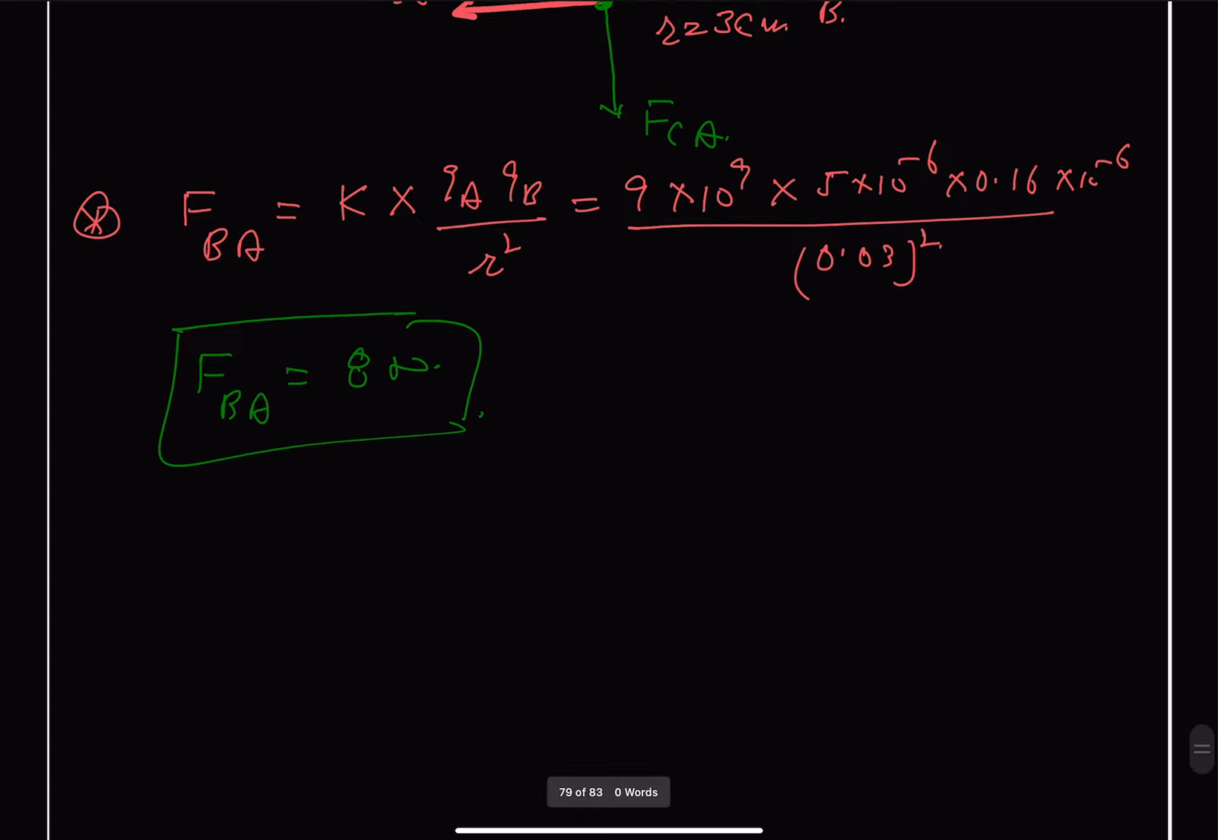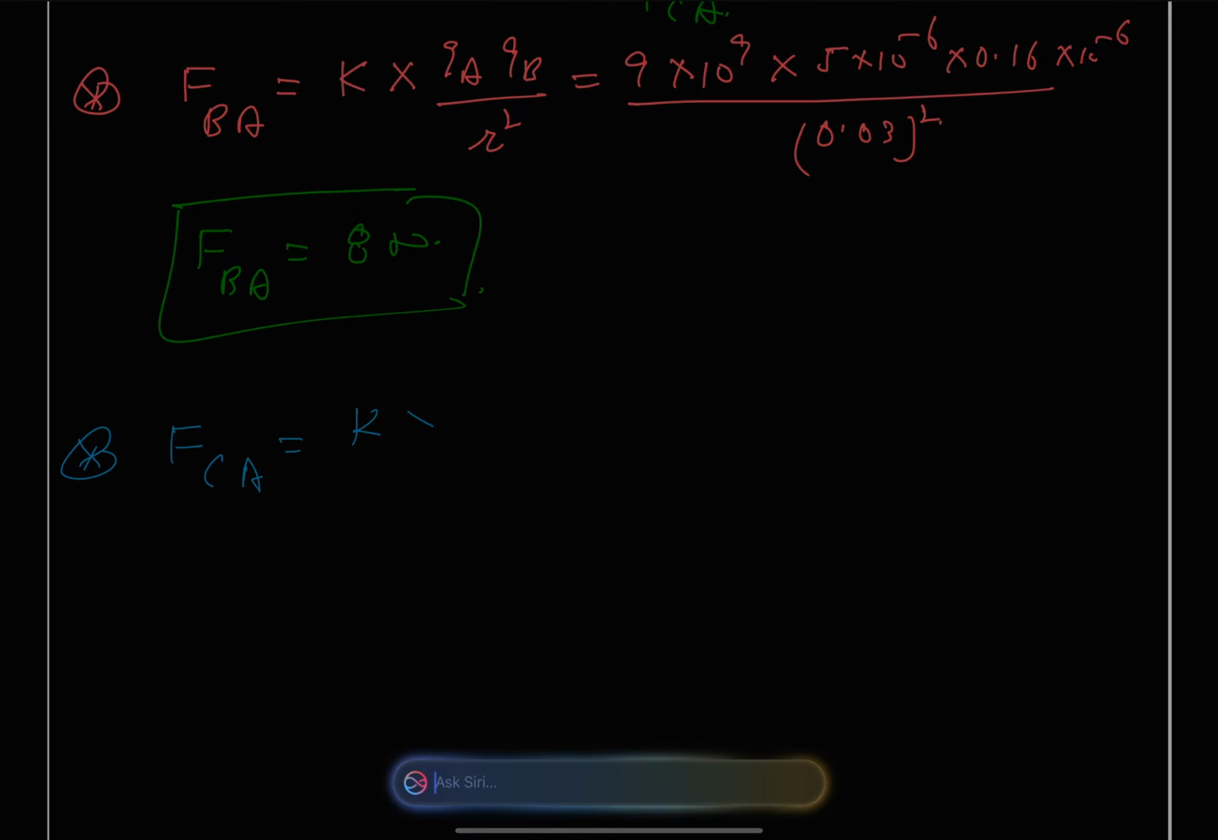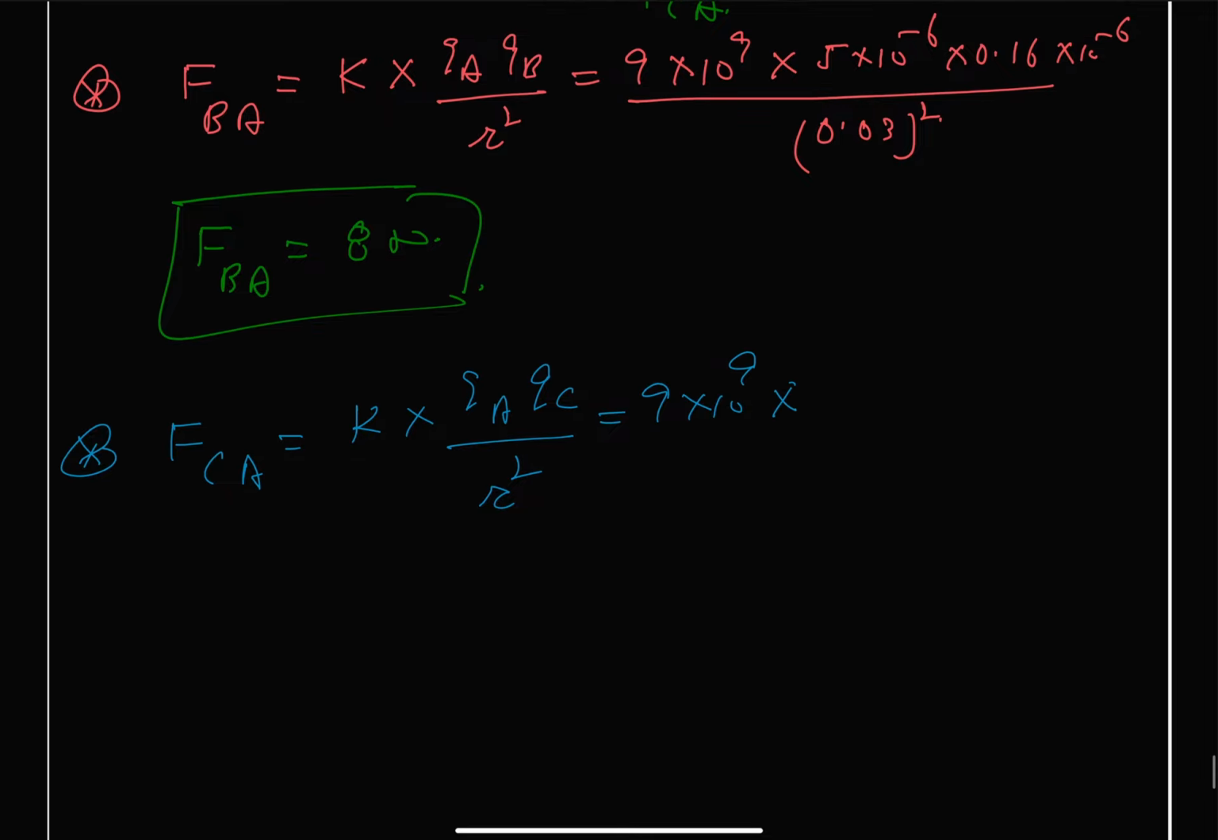Similarly, we can find out our FCA, which will be K multiplied by QA, QC and radius square. 9 into 10 to the power 9, and we have this as 5 into 10 to the power minus 6 into 0.3 into 10 to the power minus 6, divided by 0.03 whole square. So we get FCA will be equal to 15 Newton.